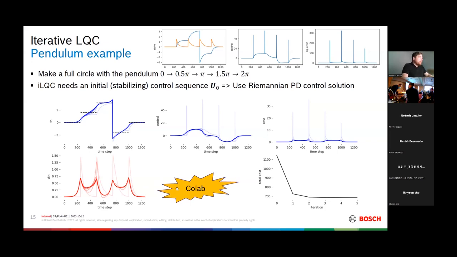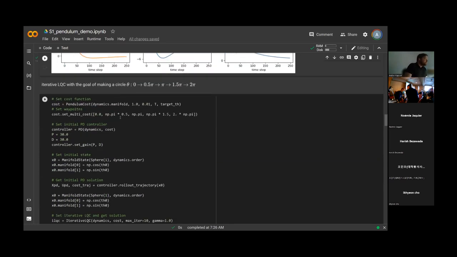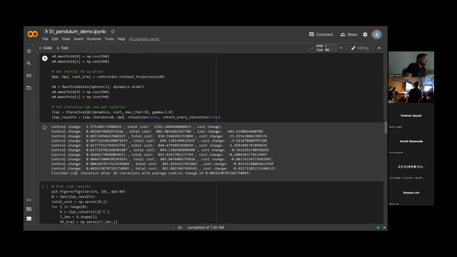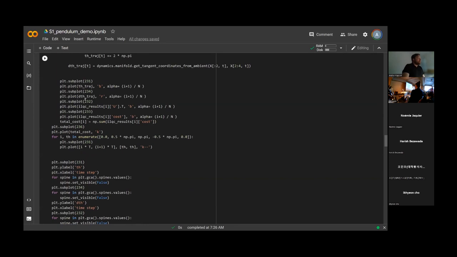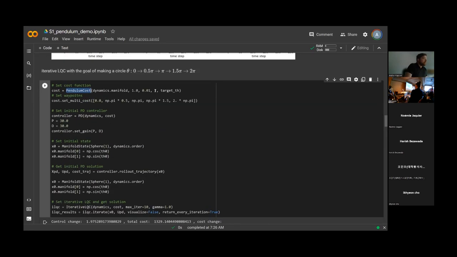Okay, and let's see a Colab example. How do we implement this? This is the solution. Here we go. So here what I do is I set up a cost function. This is a quadratic cost for, I will try to hold every waypoint for 250 time steps. I set my waypoints on this manifold, these 5 waypoints. I set up an initial controller, and here I used higher gains to be close to the optimal solution. It's pretty clear for convergence.